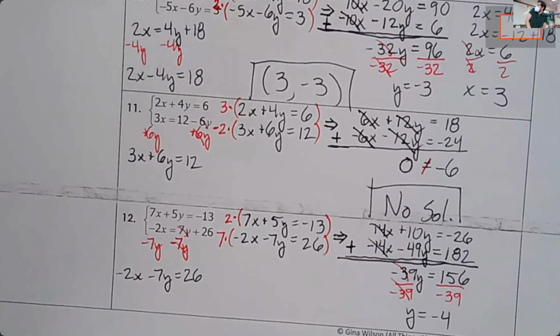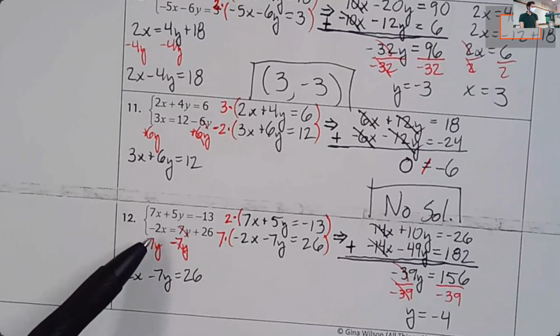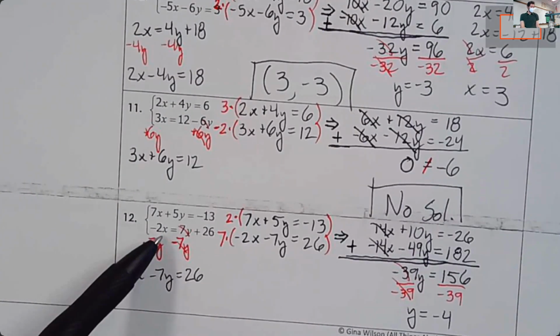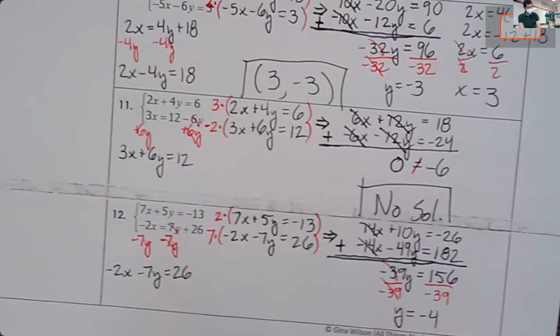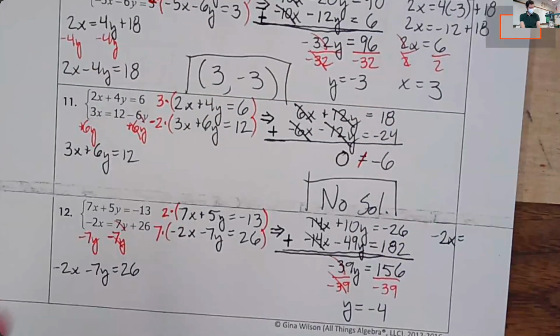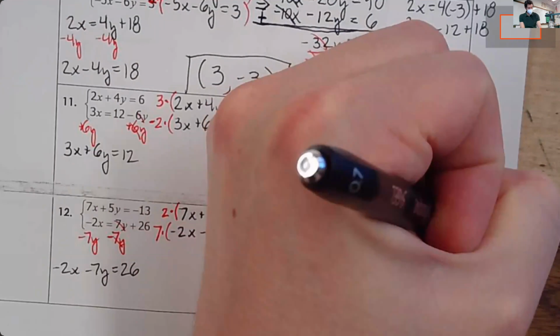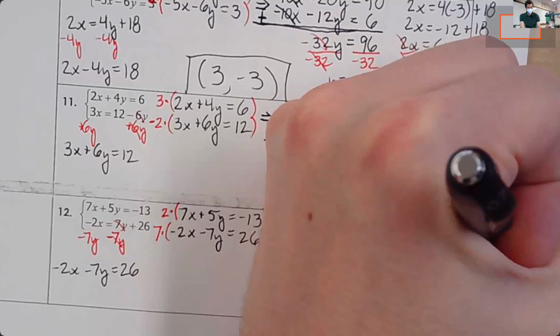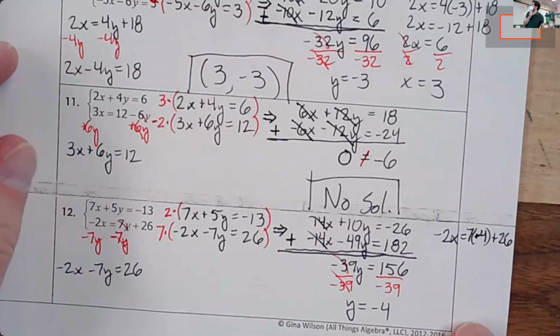Now, to solve for x, we have to plug back into one of the original equations. Which of these two very original equations do you think would be easier to solve for x with? The first one or the second one? Second one, I agree. Because the x term is by itself, and that's the one we're trying to get by itself. So let's use the second one. So that'll be negative 2x equals 7 times y, so 7 times negative 4, plus 26. Almost out of room over there. So 7 times negative 4 plus 26.